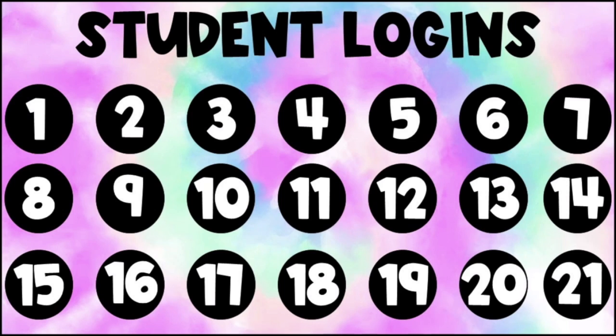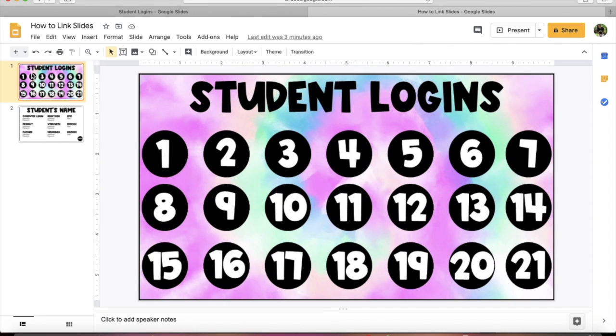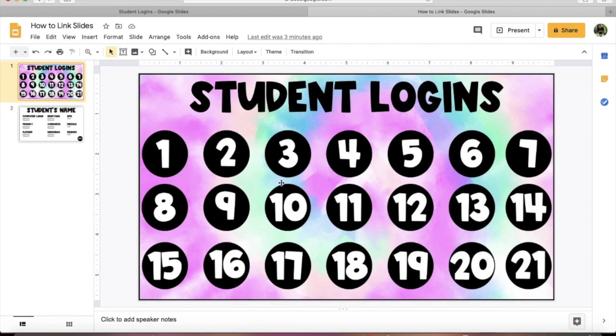So I'm going to show you how to achieve what I just showed you. Like I said, this is a background. In order to upload a background, you would just hit change background, then you hit choose image, click whatever image it is that you have designed, and then hit done once you are ready to go.